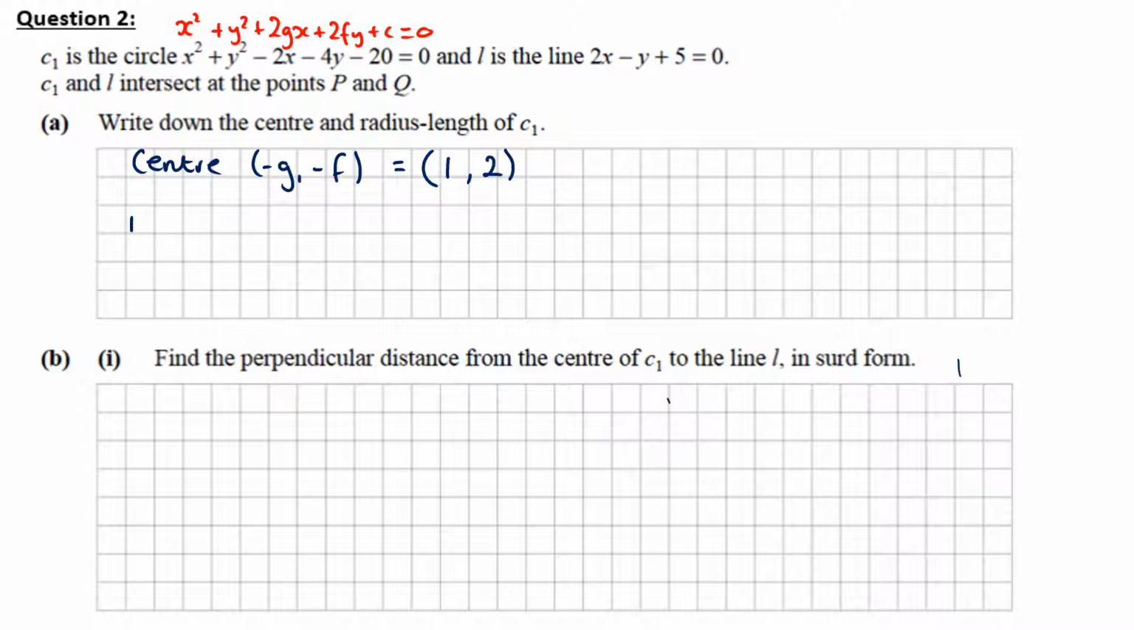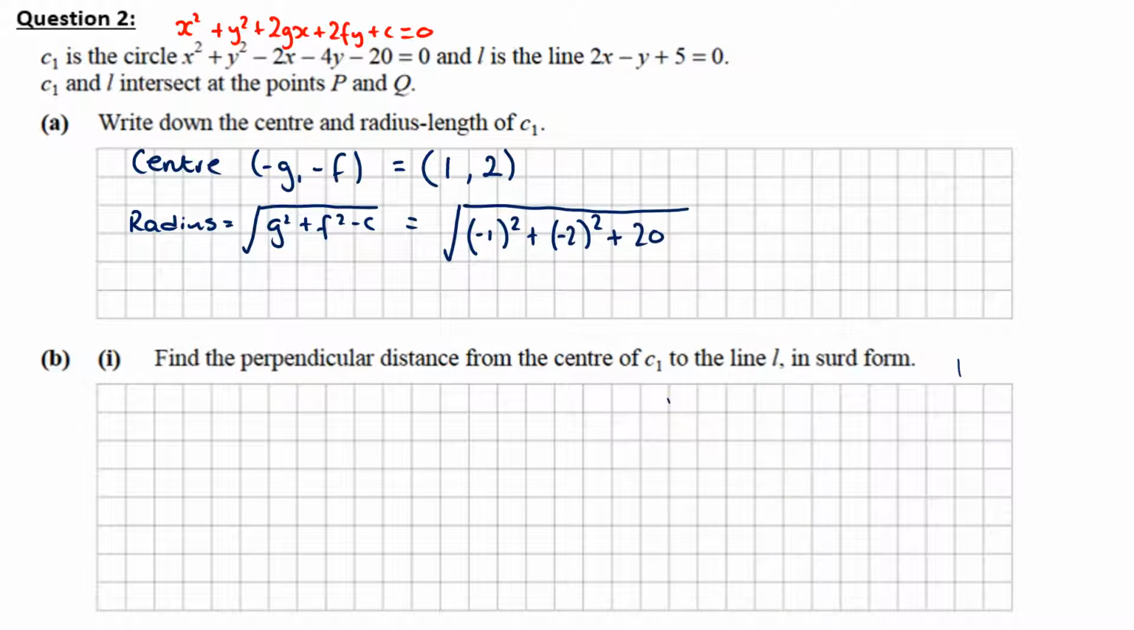So then the radius here will be given as the square root of g squared plus f squared minus c, which is equal to minus 1 squared plus minus 2 squared plus, so it's minus 20, that'll give me a plus 20. And working that through, we get the square root of 1 plus 4 is 5, plus 20 is 25, square root of 25, which is our 5. So we have our center and our radius.